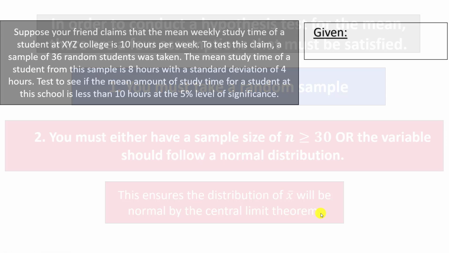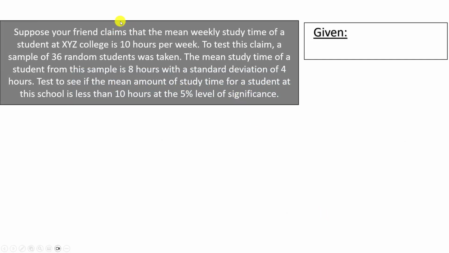So let's go ahead and take a look at a problem. Suppose that your friend claims that the mean weekly study time for a student at XYZ college is 10 hours per week. To test this claim, a sample of 36 random students was taken. The mean study time for a student from the sample was 8 hours. So your friend claimed it was 10, and from your sample you found it was only 8 hours. And the standard deviation was 4 hours. We want to test to see if the mean amount of study time for a student at this school is less than 10 hours at the 5% level of significance.